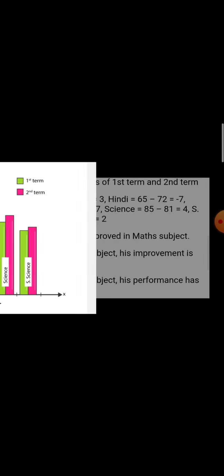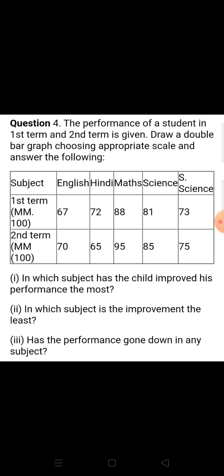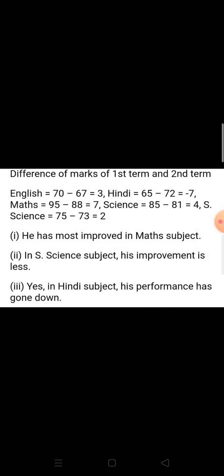Now first question is, in which subject has the child improved his performance the most? So most is in the maths. So he has improved most in maths, because in maths the difference is highest, 7. For the second question, in SST subject his improvement is least, that is 2. The difference is 2. Third, yes, in Hindi his performance has gone down because the difference is minus 7. So that's why in Hindi his performance goes down.